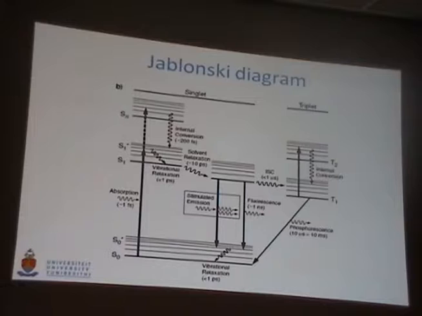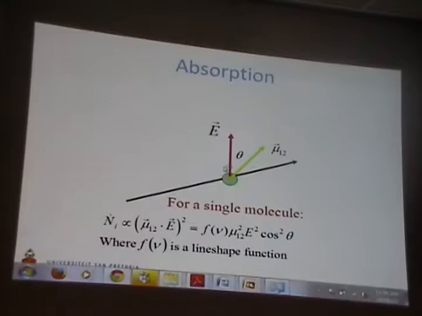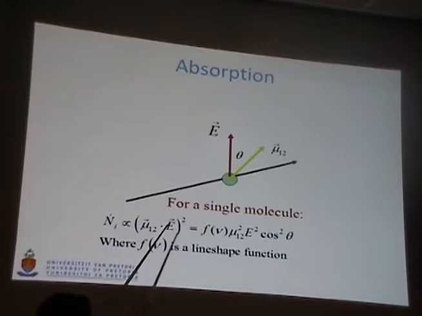Okay, absorption. This should also be familiar to all the physicists around, so I'm not going to elaborate a lot on this. So absorption is basically determined by the transition dipole moment, in this case between energy levels 1 and 2, and the incident electric field. Okay, of course it depends strongly on the angle between the two, because we have a dot product, and I'm also introducing a line shape function, which I will come back to tomorrow.